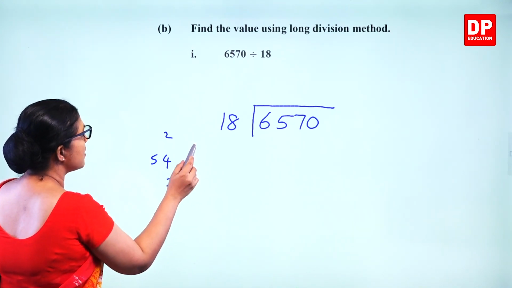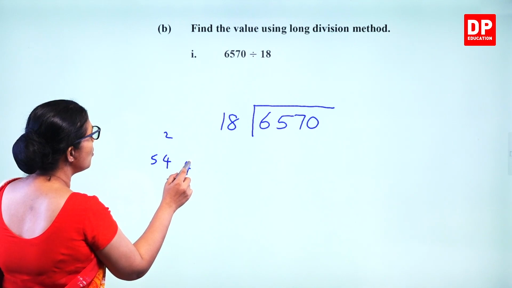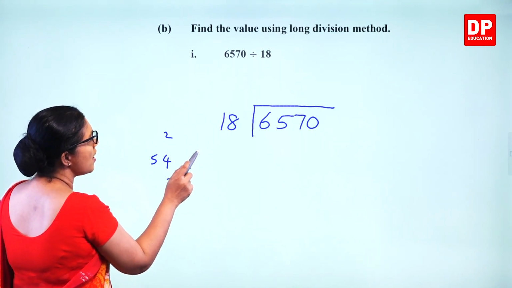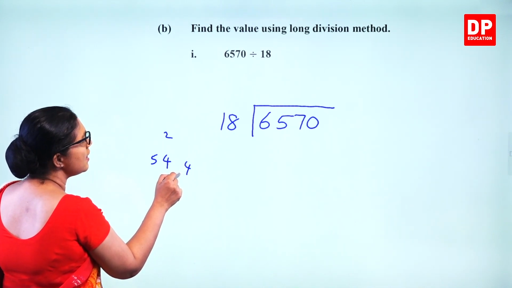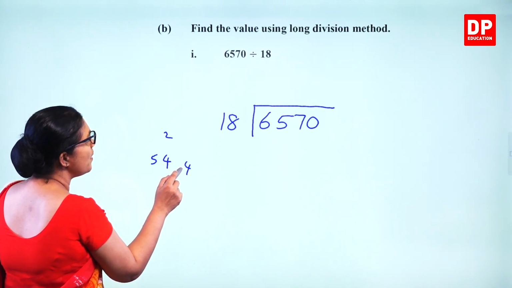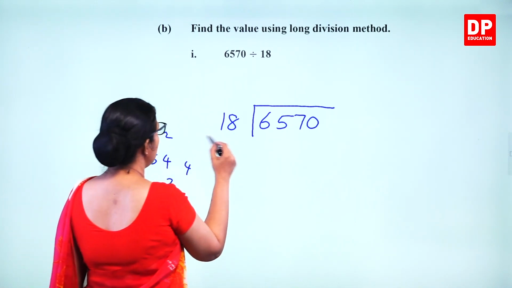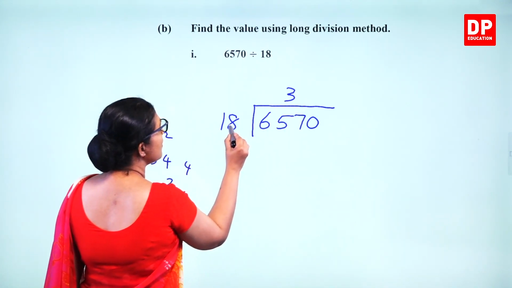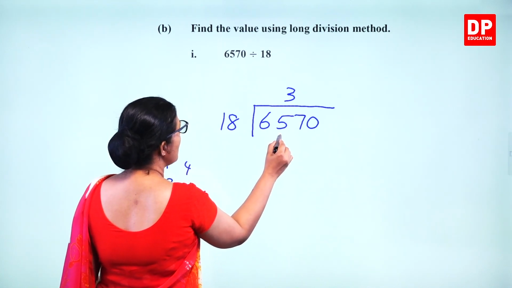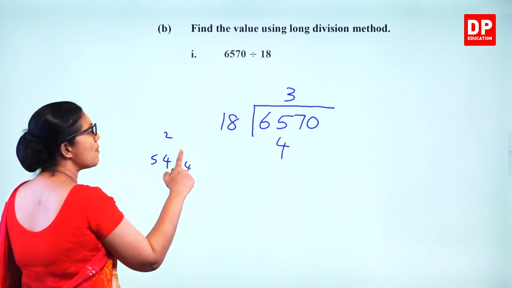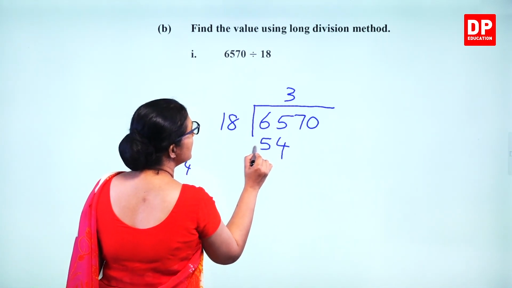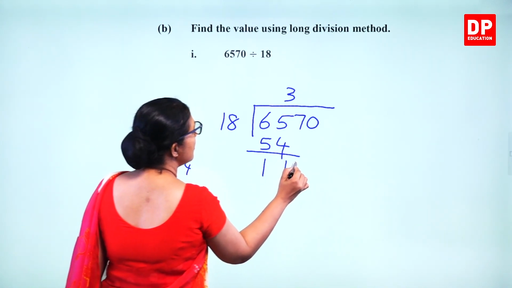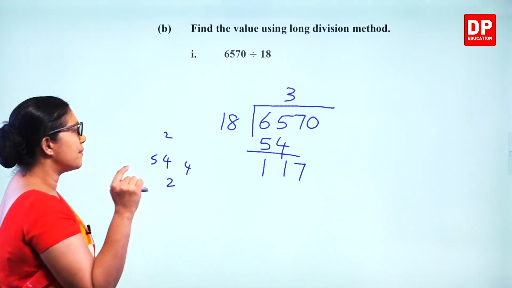4 times 8, 32, 3 remaining. 4 times 1, 4 plus 3, 7. So that's too big. So you have to take 3. 3 times 8, 24, 2 remaining. 3 times 1, 3 plus 2, 5. Now subtract. You get 1 and 1. So 117.